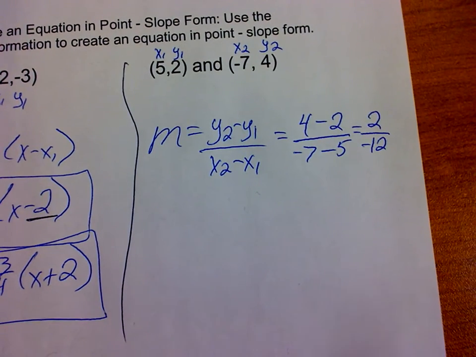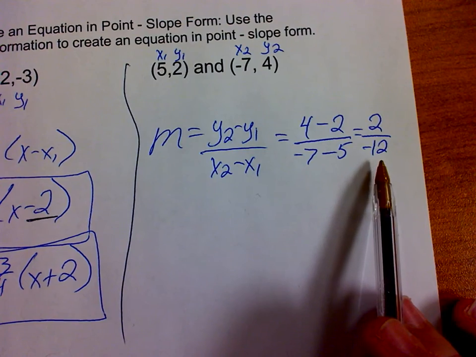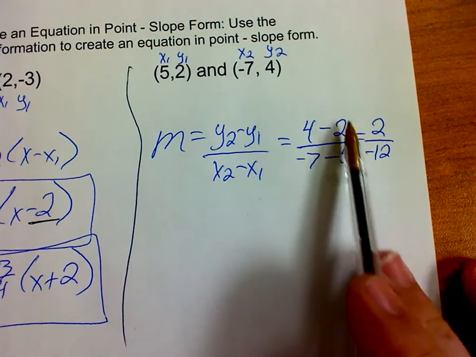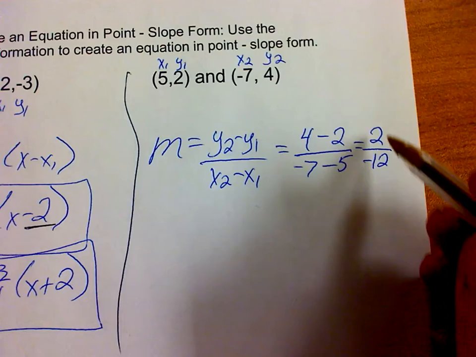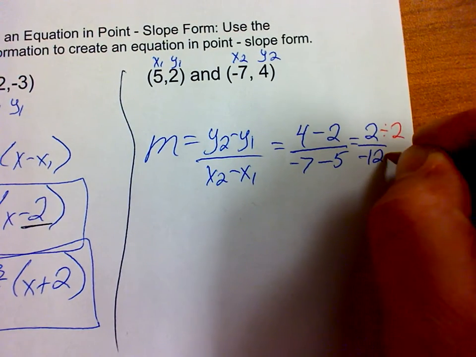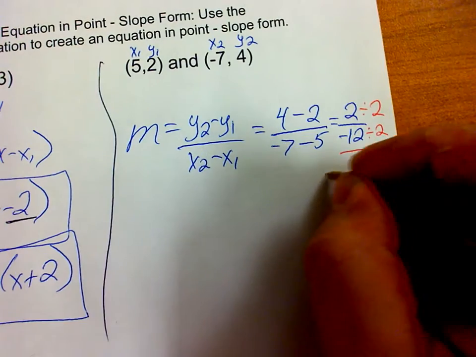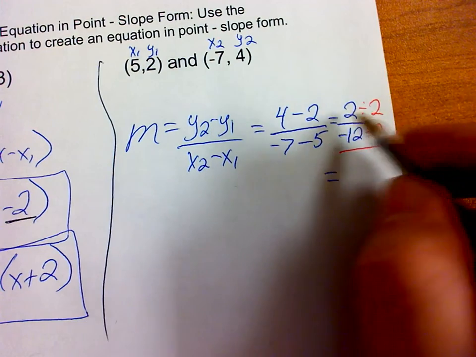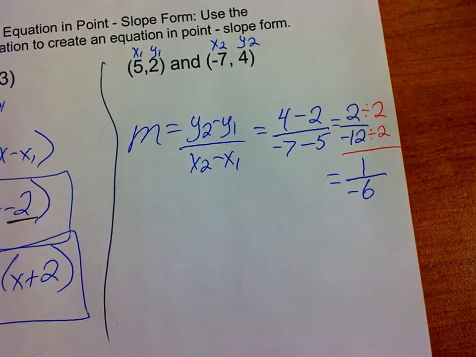Now, you'll come to realize that some students were missing problems on the last assignment because you were leaving your slope like this. You were questioning what you did wrong. Once again, you can simplify the fraction. We want to simplify it. Since we can divide both the top and bottom by 2, we do that. So 2 divided by 2 gives us 1. Negative 12 divided by 2 gives us a negative 6.